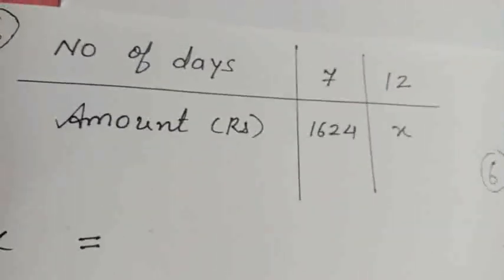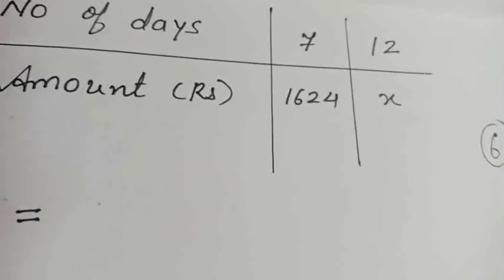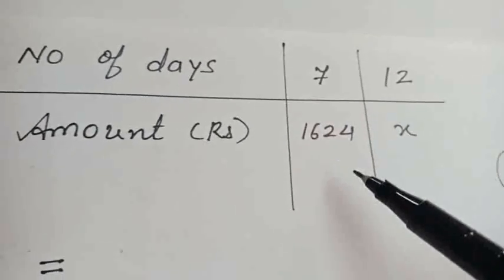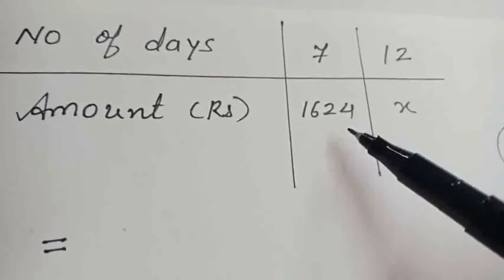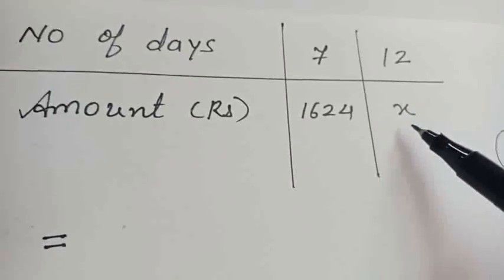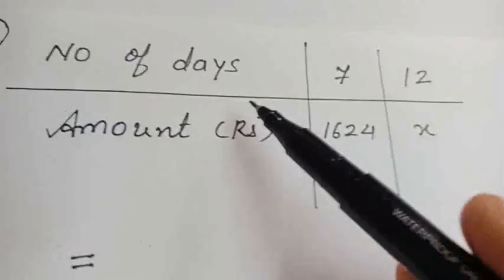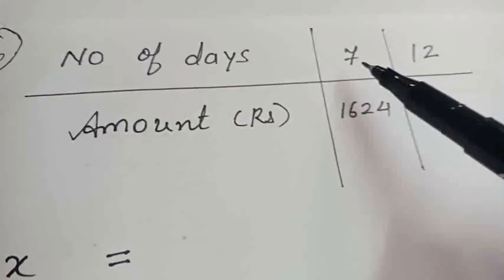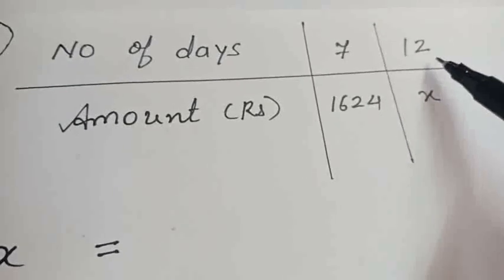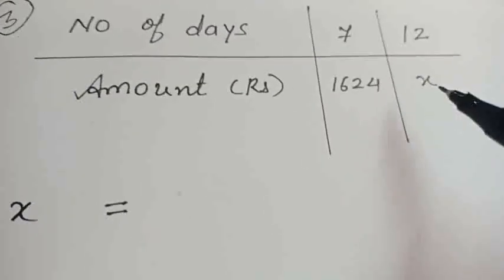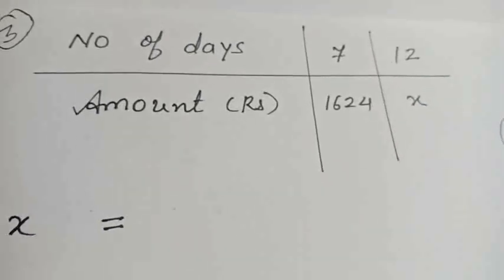Then come to next question, that is question number 3. Question number 3 is, if a worker works for 7 days, he gets rupees 1624. So if he works for 12 days, how much amount will he get? So number of days are given two times. So the heading is number of days. Firstly it is given 7, secondly 12. And the amount paid is 1624 rupees. And another one, we have to find out.